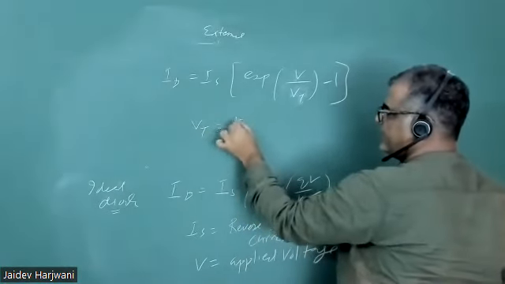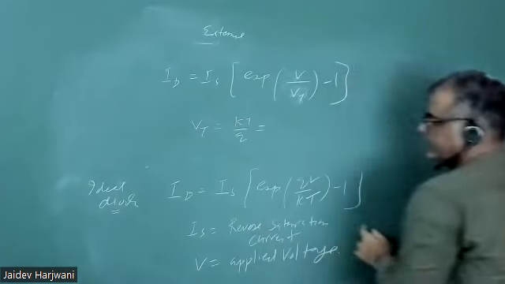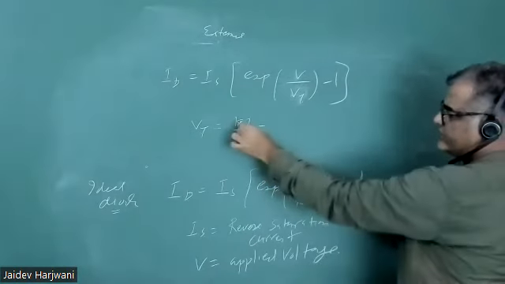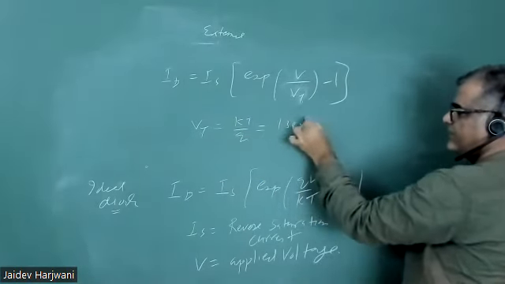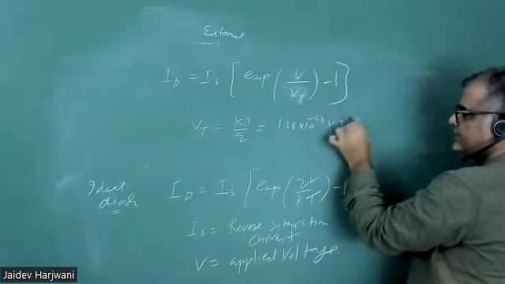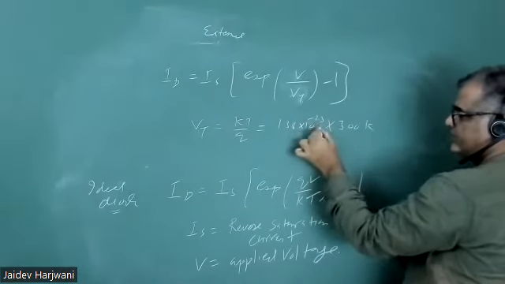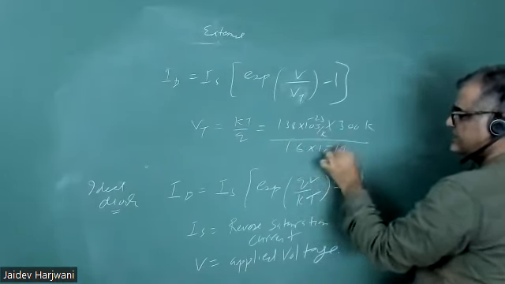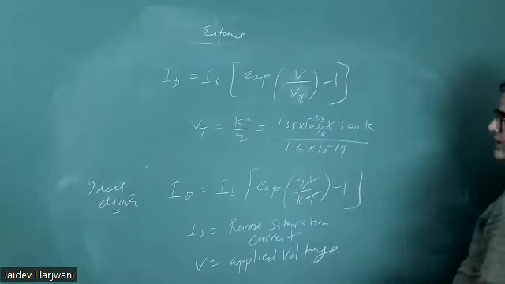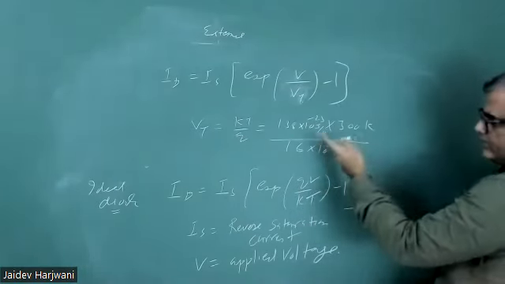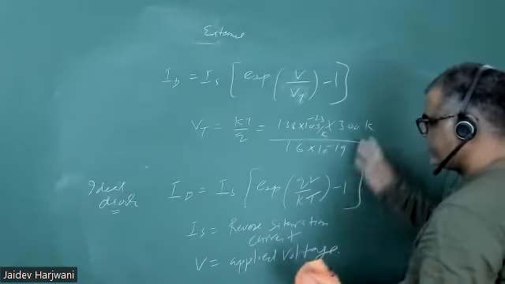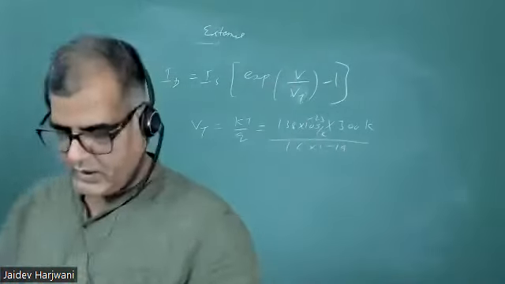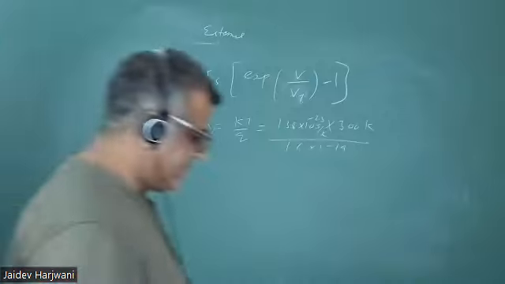So what is VT? VT is basically KT by Q. And how much is its value? We put the values here: 1.38 times 10 to the power minus 23 joule per Kelvin, taking 300 Kelvin, and electron charge 1.6 times 10 to the power minus 19. Converting this energy to electron volt, it automatically comes in volts. So how much is it coming? 25 millivolt, very good.